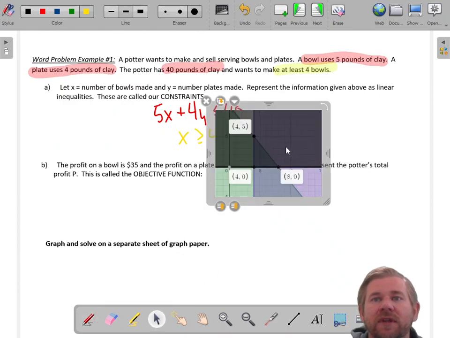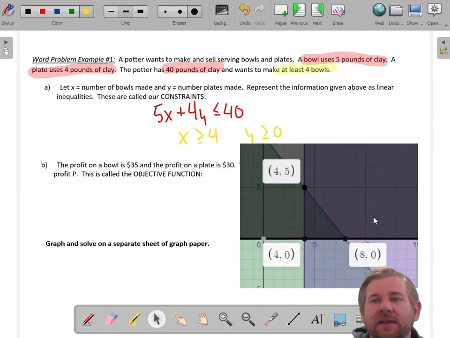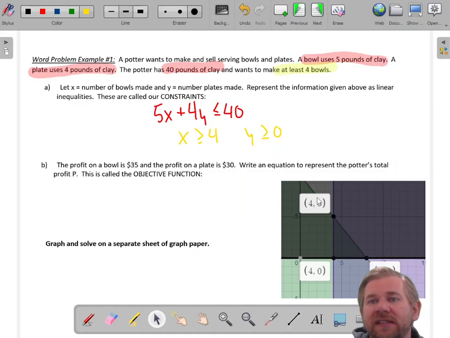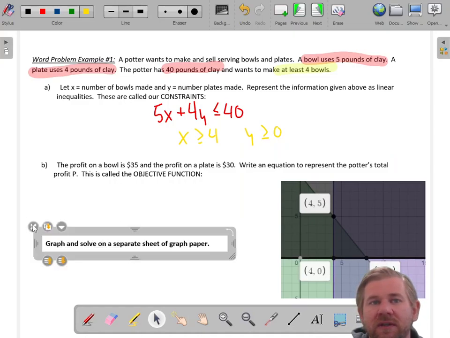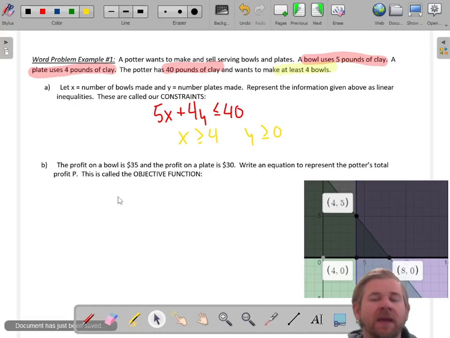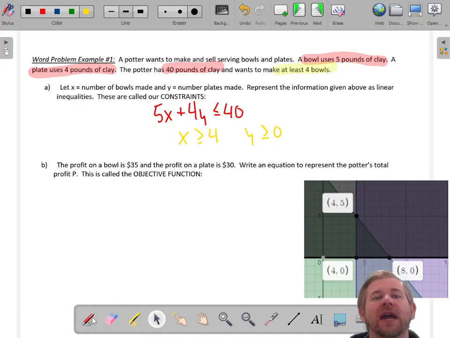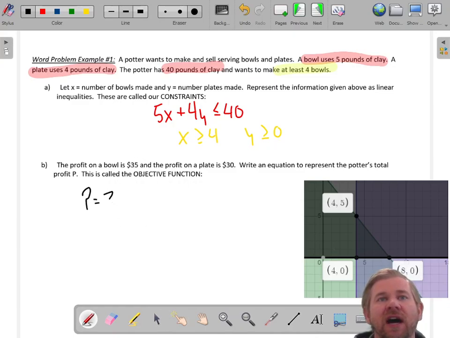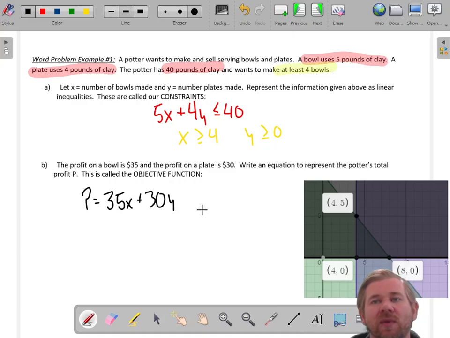All right, so the objective function is not yet written, but we have the vertices that we're going to test in the objective function. Those are the corners of the feasible region. Now let's talk about maximizing profit. How much money do you make for each of these? I'll say P for profit. 35 per bowl, so 35x, and 30 per plate, so 30y. So now I have an objective function, and I have the vertices. I just need to test them.